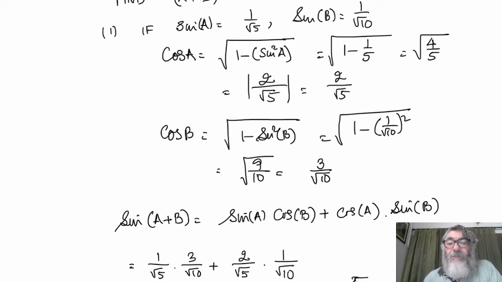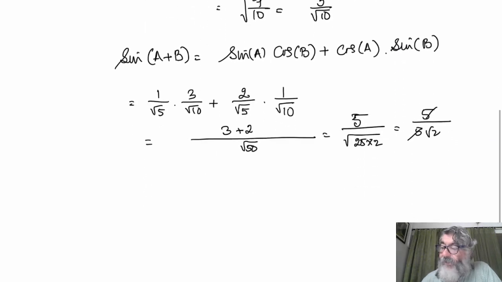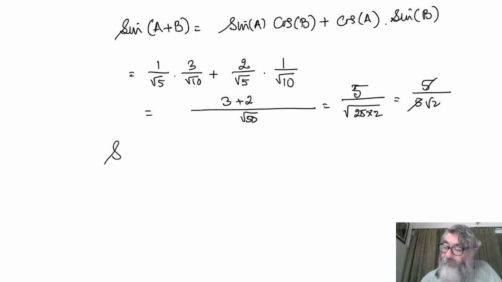Root 50 will be written as root 25 into 2. So it will become 5 upon 5 under root 2. The 5 will cancel. So what will we get? Sine A plus B will be equal to 1 upon root 2.